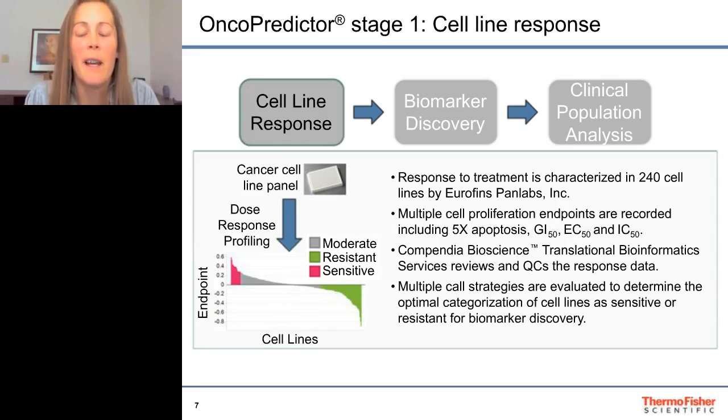So if you look to the left of the slide that I'm showing right now, at the figure that I'm showing there, that's an example of results that we could get in the first phase of OncoPredictor analysis. So on the y-axis, we would place your endpoint there, be it 5x apoptosis, GI50, etc. And then each of the bars on the graph represents an individual cell line. And we have it colored by response to the drug. So cell lines that we've designated as sensitive are indicated in pink, and cell lines we've designated as resistant are indicated in green.